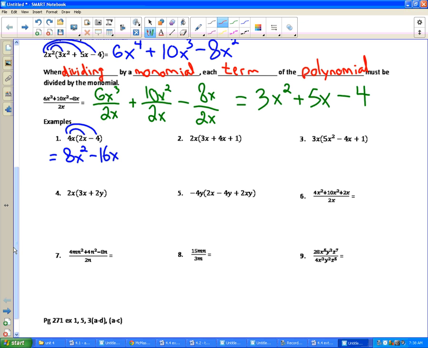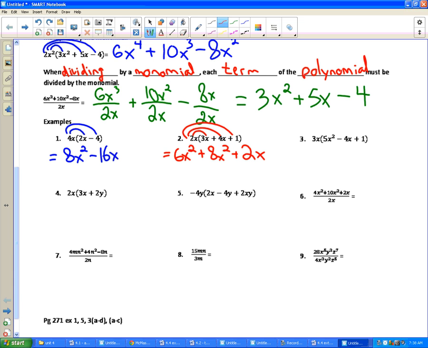On the next one, we want to take that 2x and we want to distribute it and multiply it by each of the terms in the polynomial. So let's go ahead and start that. And we've got 2x times 3x, which is 6x squared, plus 2x times 4x, which is 8x squared. Then we have a 2x times 1, which is going to stay at 2x.